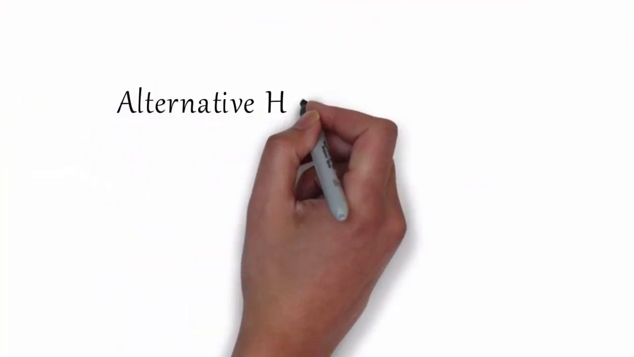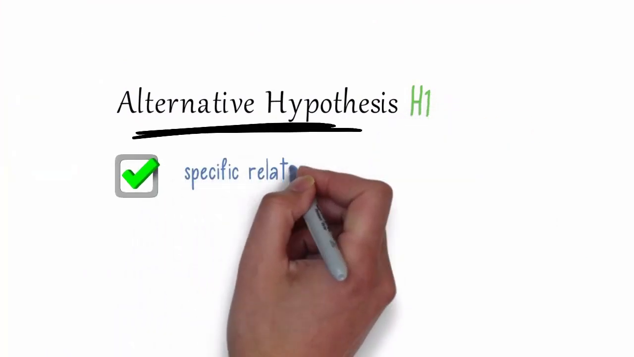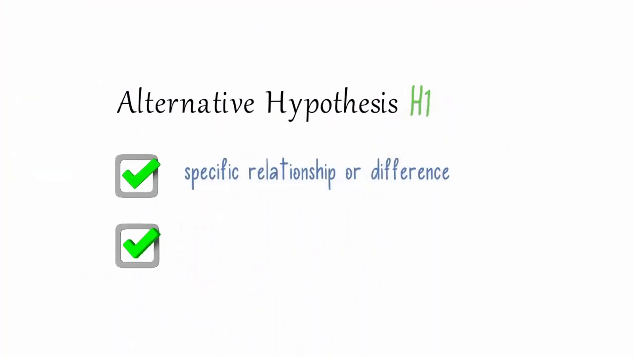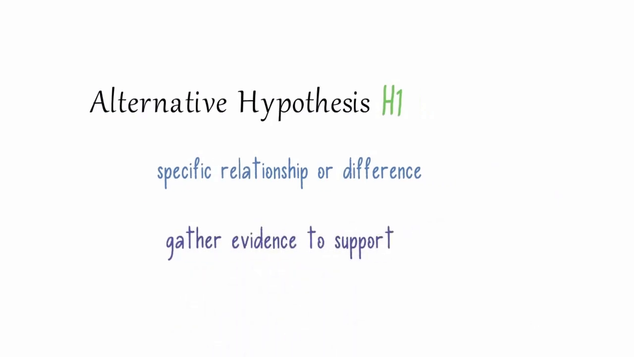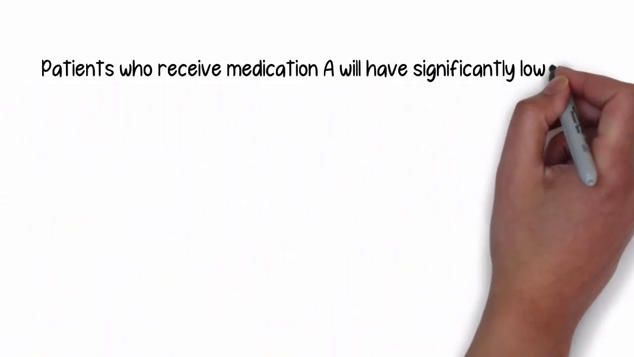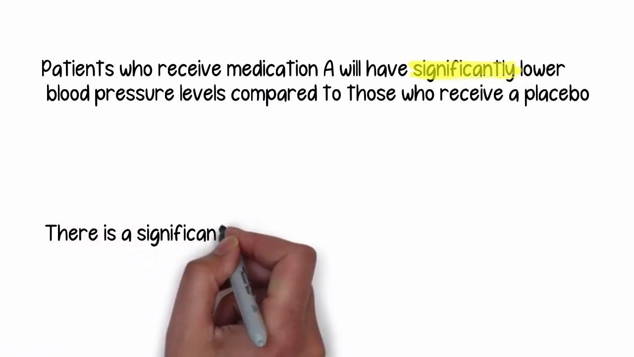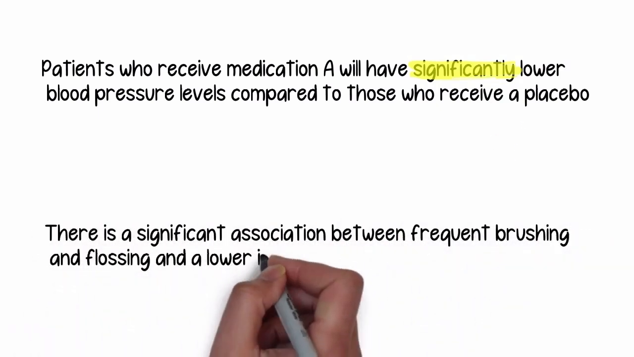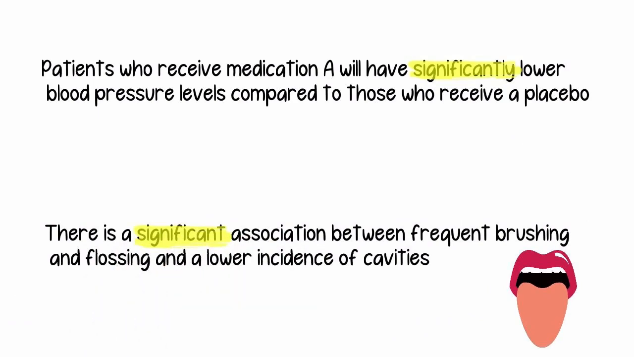Alternative hypothesis, H1. This hypothesis proposes a specific relationship or difference between variables. Researchers aim to gather evidence to support the alternative hypothesis and reject the null hypothesis. Example: patients who receive medication A will have significantly lower blood pressure levels compared to those who receive a placebo. Another example: there is a significant association between frequent brushing and flossing and a lower incidence of cavities.